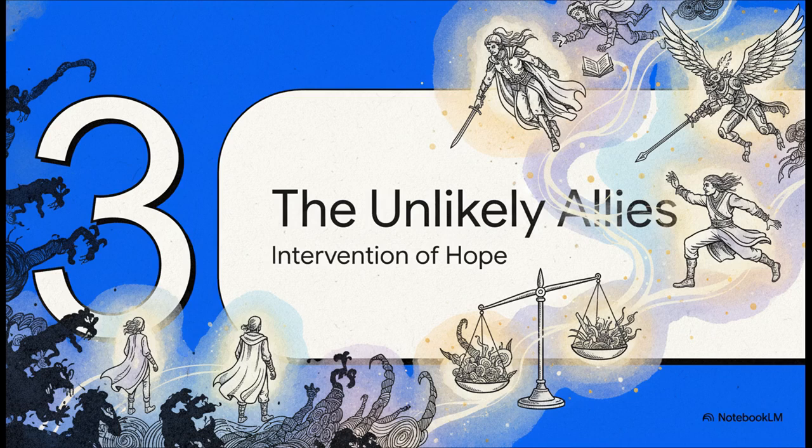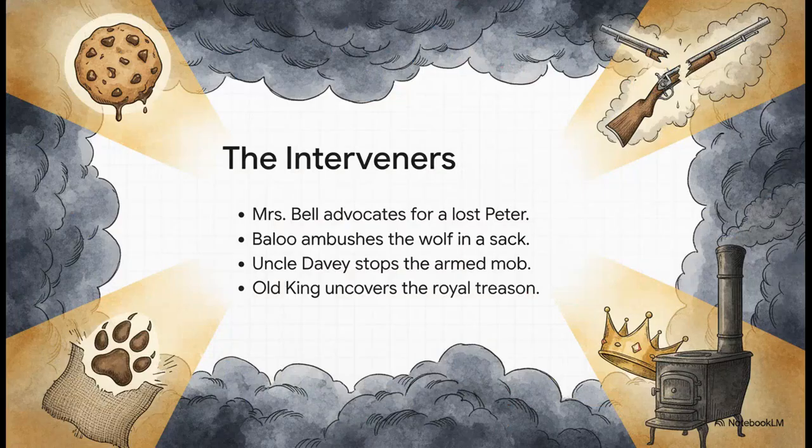Phase 3. The Unlikely Allies. Intervention when all hope is lost. Because when our isolated, vulnerable hero is completely outmatched by these deceptions or prejudiced mobs, a savior absolutely must step in to balance the scales. And these interveners always arrive in moments of peak despair.